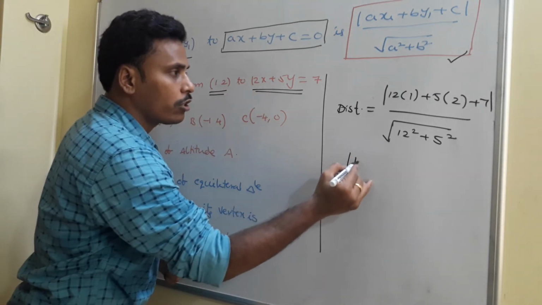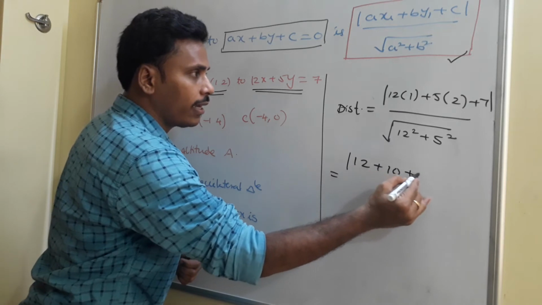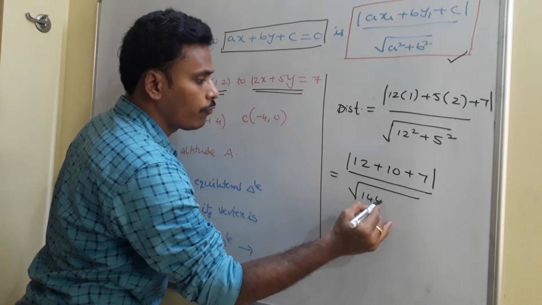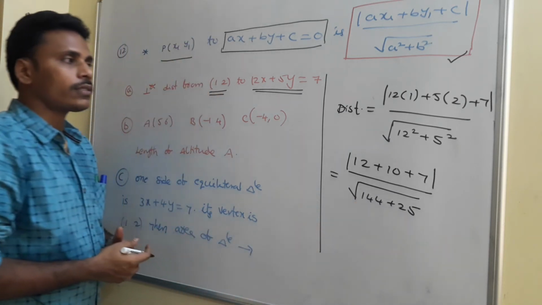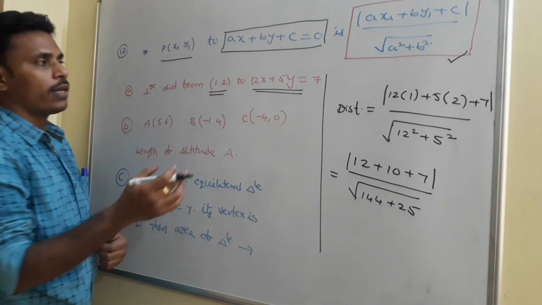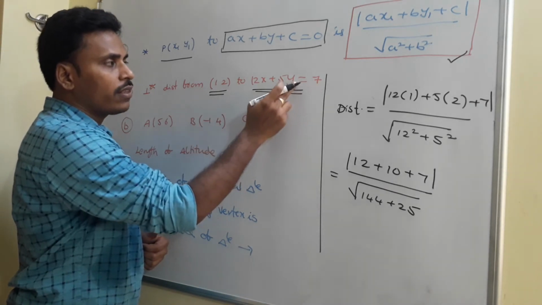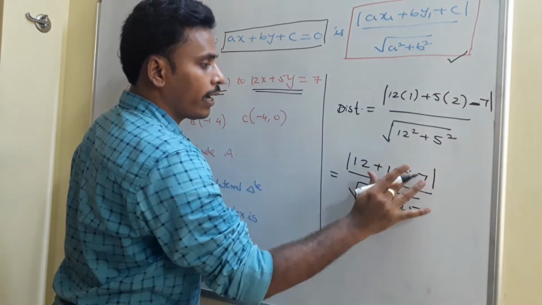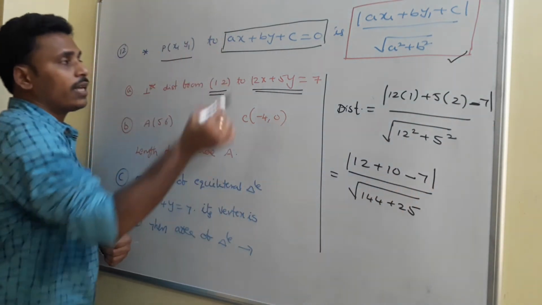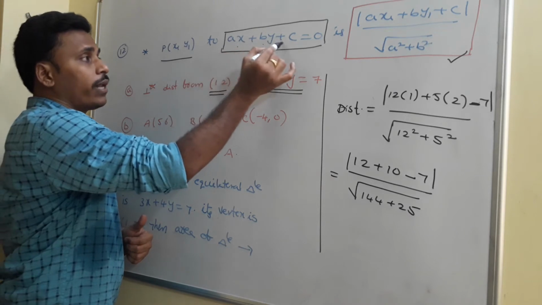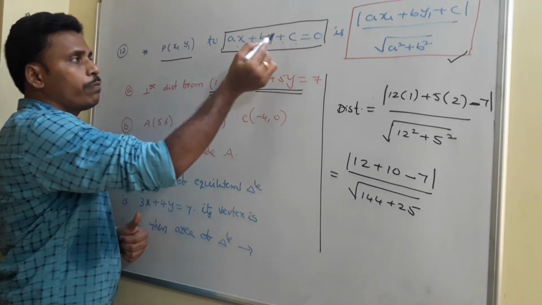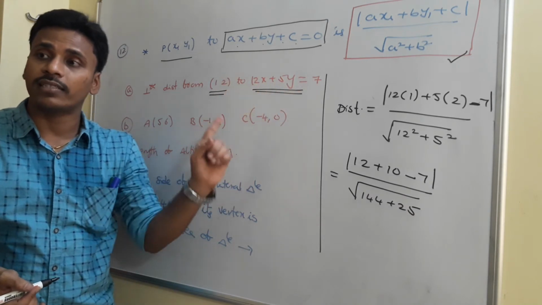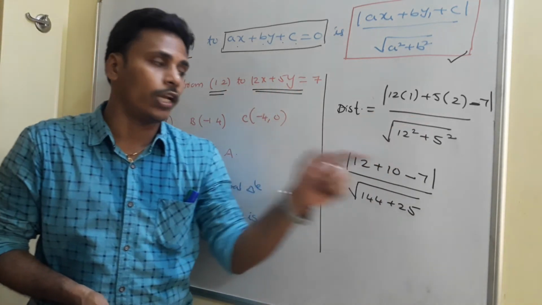That equals the modulus of 12 plus 10 plus 7 divided by the root of 144 plus 25. And now see, it is not plus 7. Sorry. If you send the 7 to this side, it becomes minus 7. You need to use minus 7 here, not plus 7. The general form is ax + by + c = 0, so everything should be on the left side. If you send this 7 to the left side, it becomes minus 7. That's why you need to use minus 7 only.